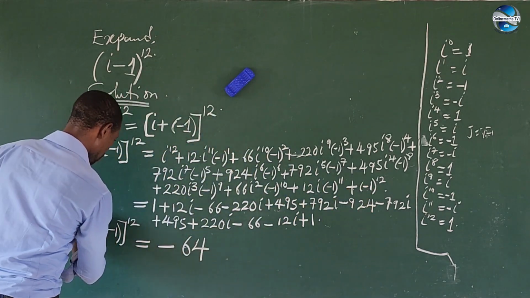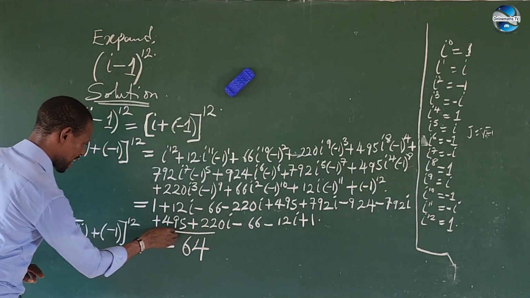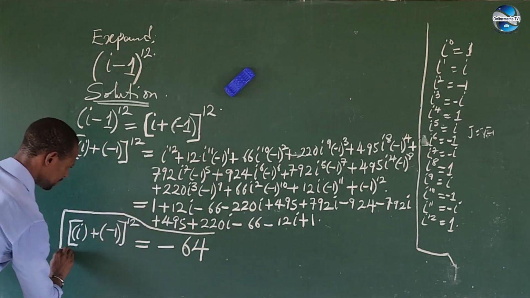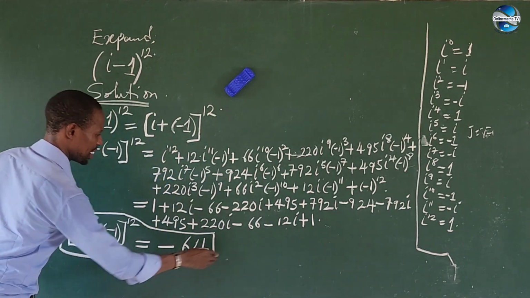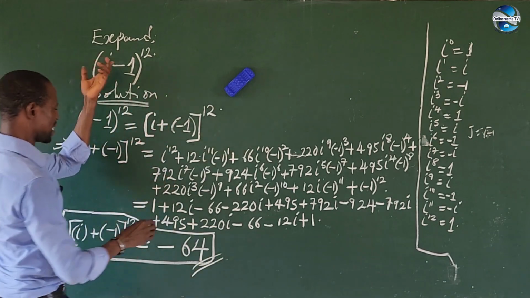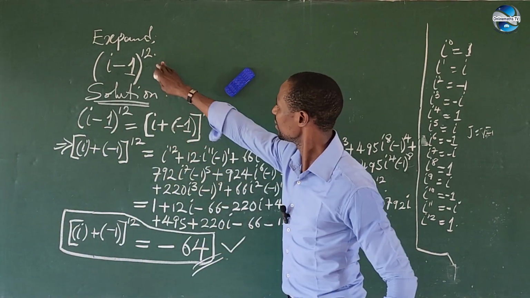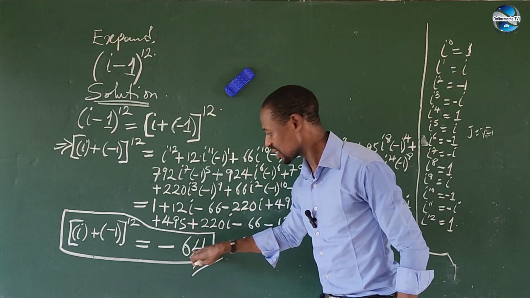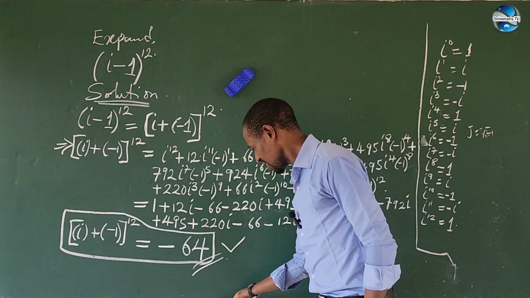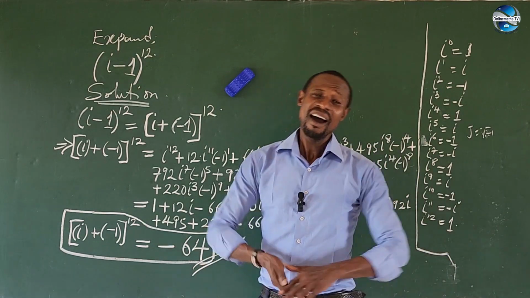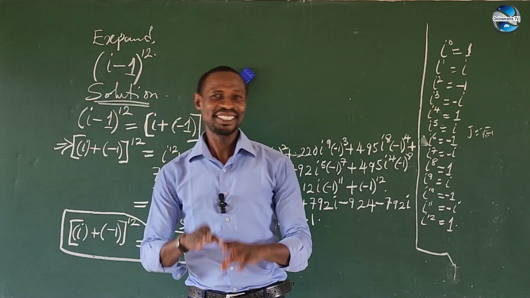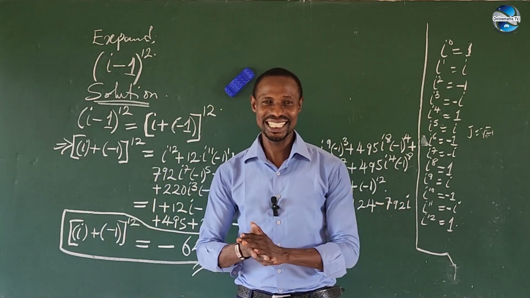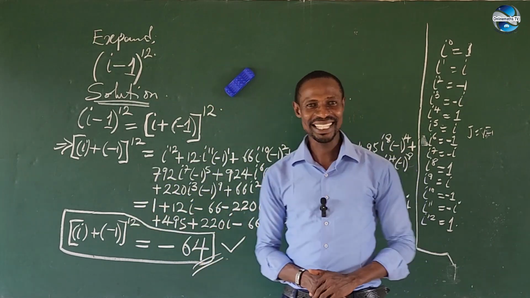So we have the whole of this expression. This is the answer to it. Minus 64 is the answer to this expansion. Now, if you expand this, it will give you minus 64. So minus 64 is the final answer. All right, so this is a bit tough, but at least we have the final answer here.